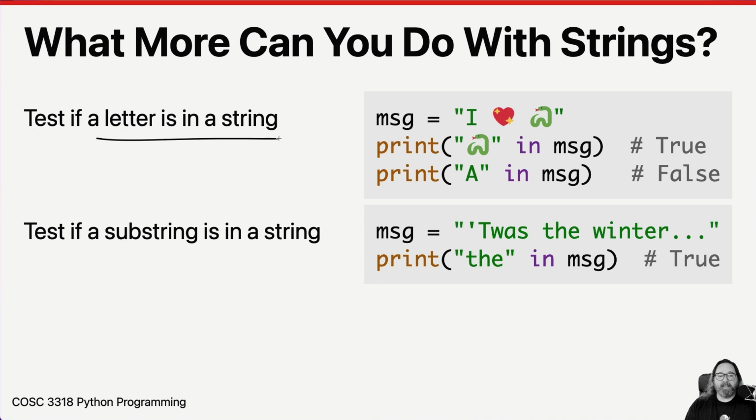We can test if a letter is in a string using the in operator, just like we can with tuples and lists. We can say, is snake in the message? The answer is true. Is the letter A in the message? That answer is false. We can test if a substring is in there. Is the word the in this message here? 'Twas the winter of our discontent. Is that inside there? The answer is yes, so it will return true. So we can use the in operator just like we can with lists and tuples.